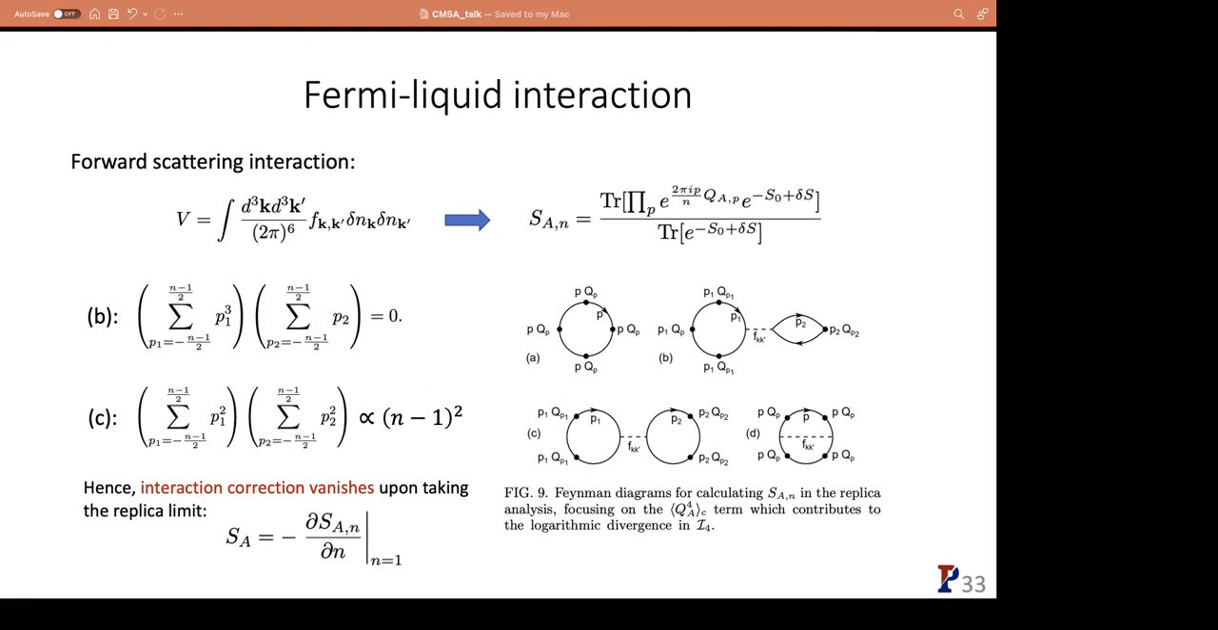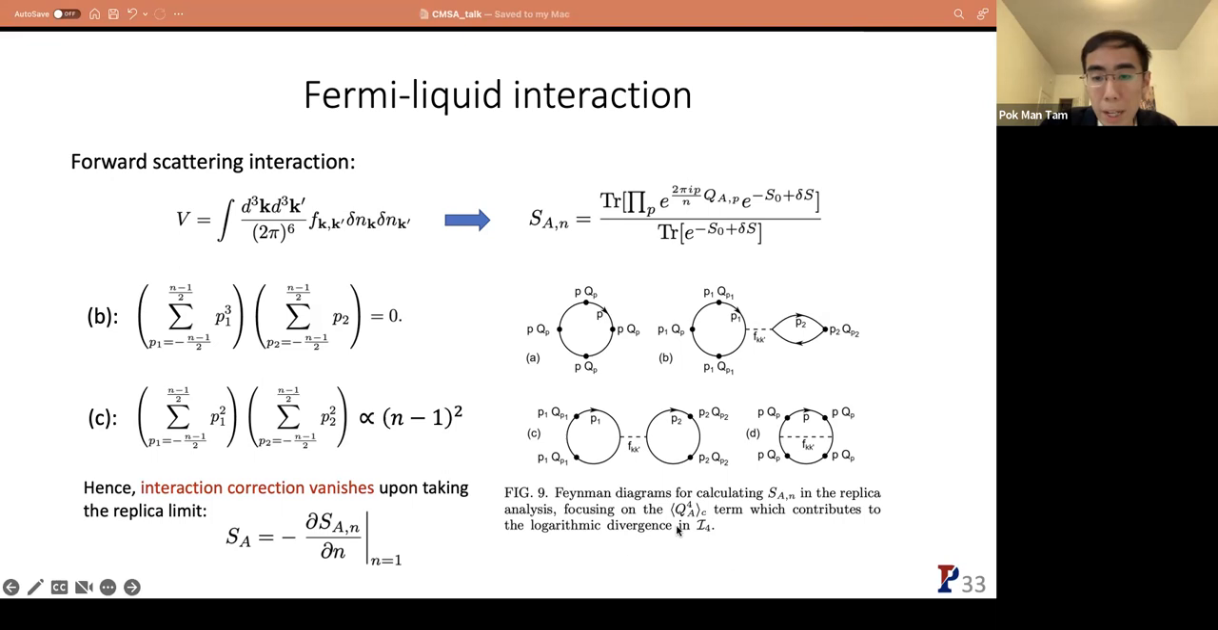My question is that here you just consider figure B or figure C, but is this the leading contribution to the entropy, or is there any other diagram or term which may be more leading for the contribution?